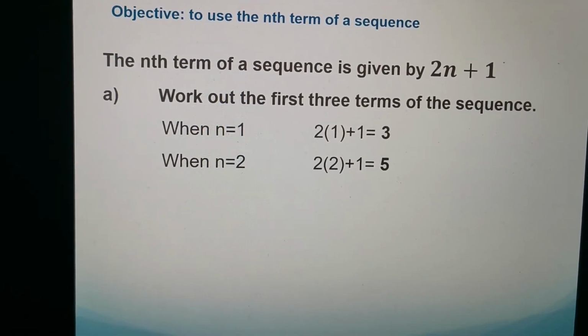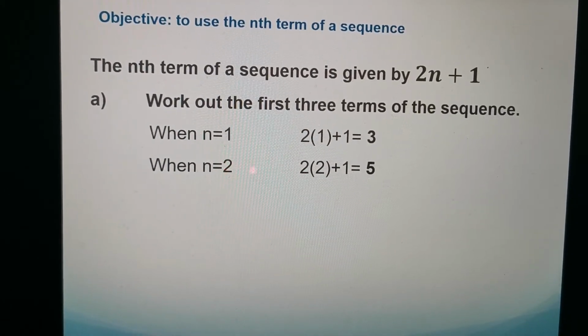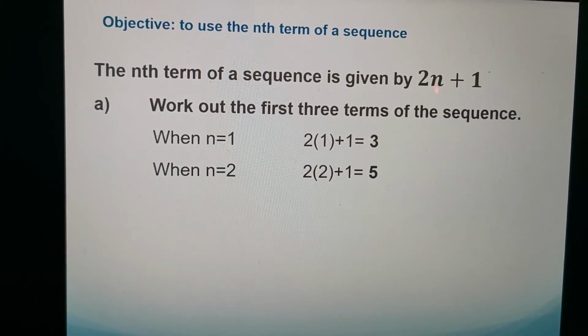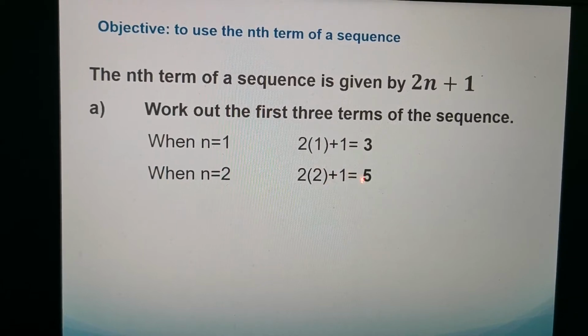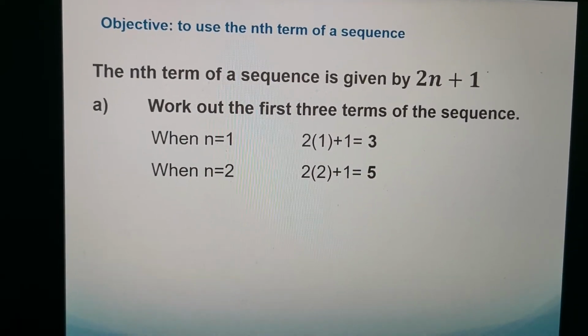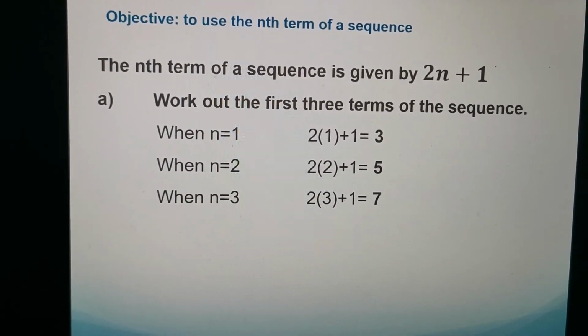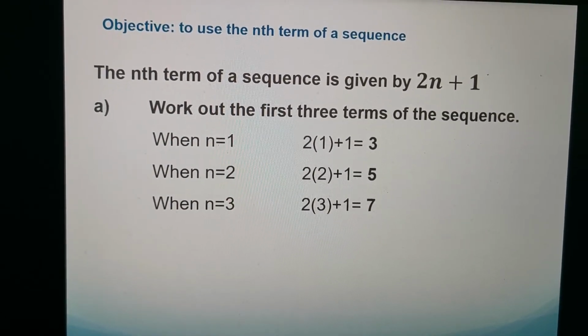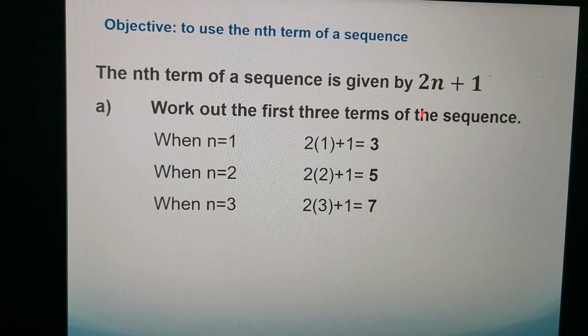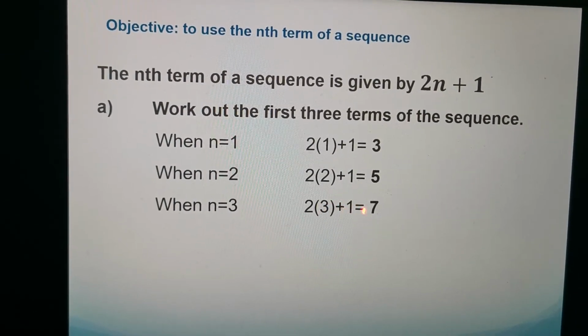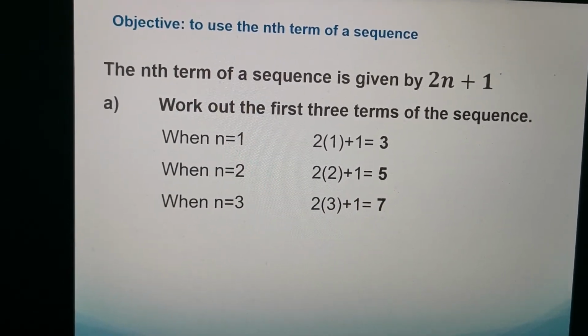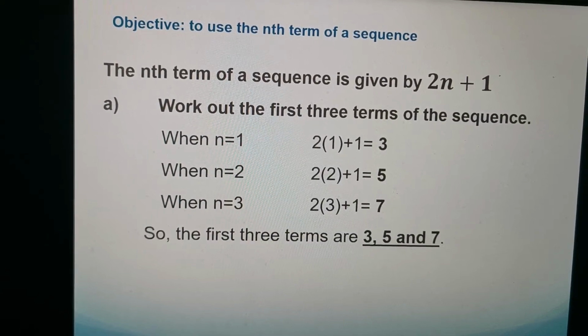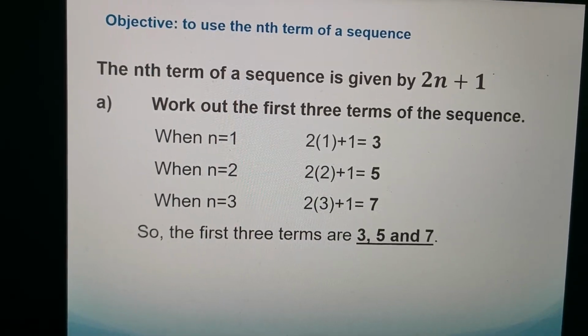When n is 2, so here I'm finding the second term. Replace the n by 2, it becomes 2 times 2 plus 1, which is 4 plus 1, 5. And the same for the third term. n equals 3, so this is the third term of the sequence. 2 times 3, I replace the n by 3, plus 1, it gives me 7. So the first 3 terms are 3, 5, and 7.